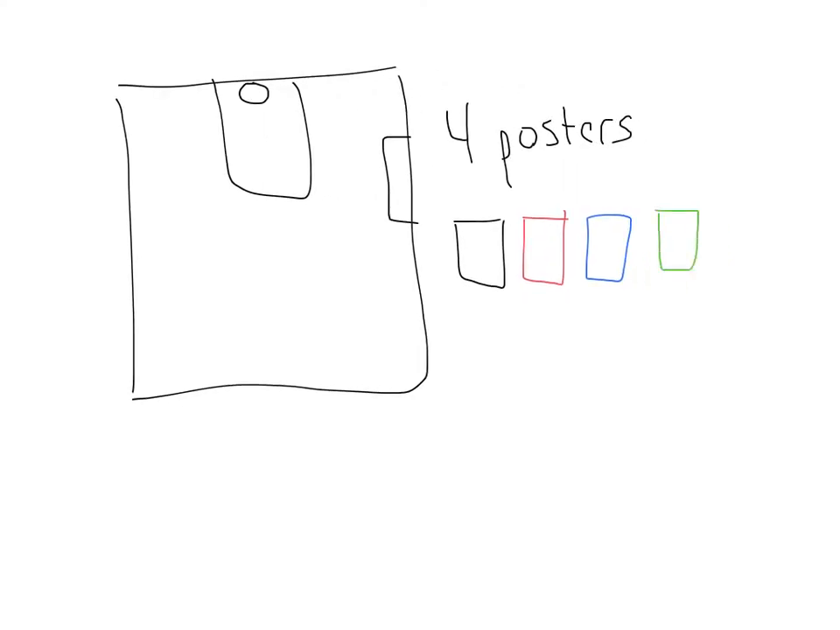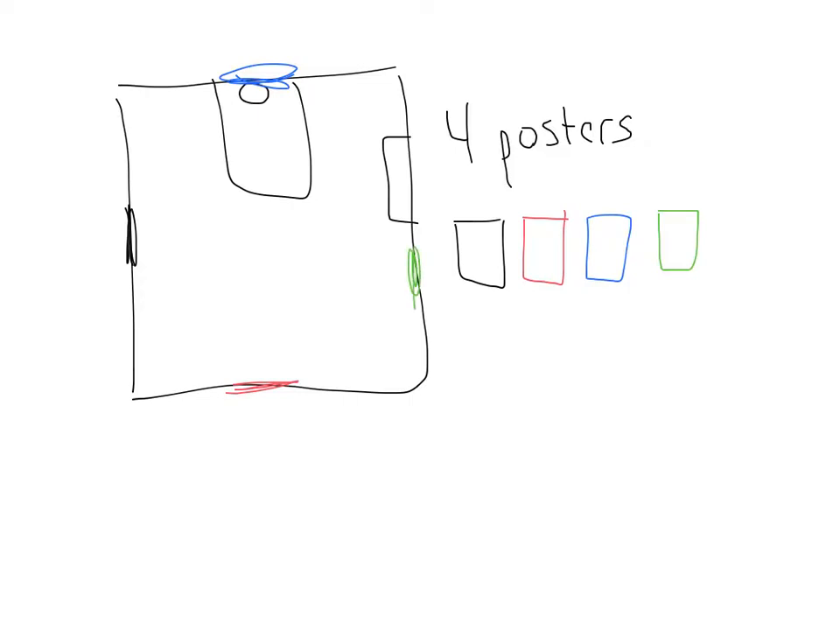So if you put the black poster over here, you could then put the red poster there. And then if you've already used black and red, well then you've got to put blue either here or here. So let's say you put blue here, which then means the one left over is green, and you'd have to put him over there.